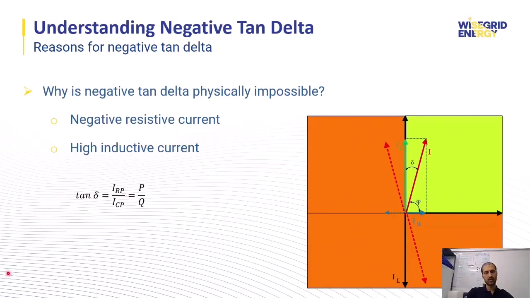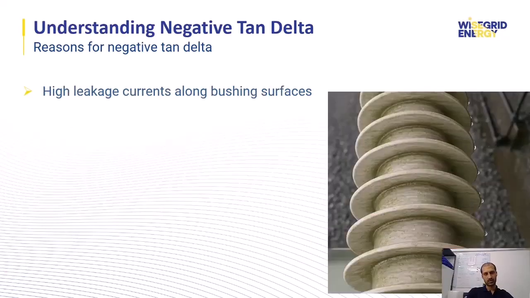However, in tan delta testing, we are not evaluating the inductive behavior of the equipment. So the test setup is designed to eliminate the inductance by short-circuiting the terminals, for example, in a transformer, so that only the capacitive behavior of the insulation is measured. There are some reasons that cause us to measure negative tan delta in on-site tests.